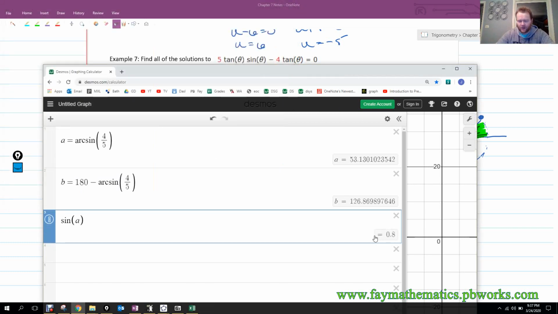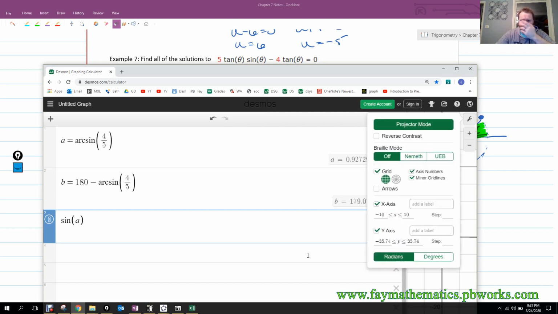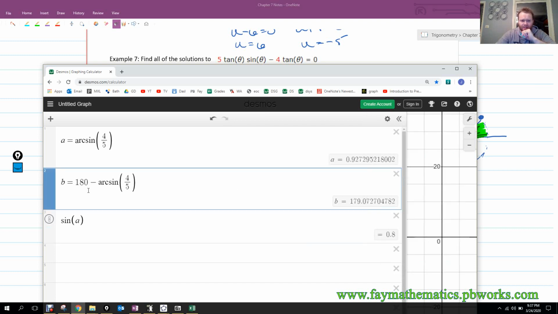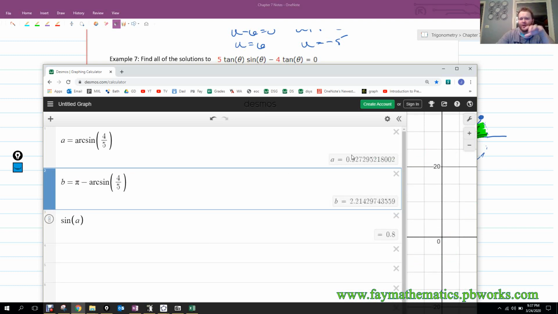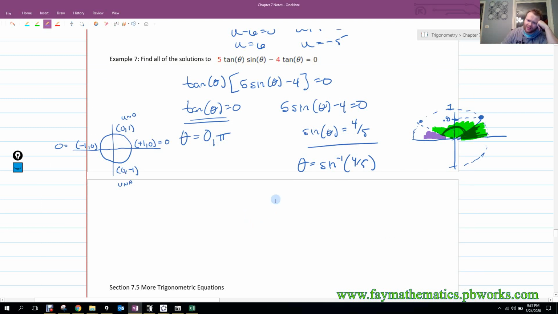Okay, when I put A in there, I also get the 0.8. If I were to do this in radians, then obviously the only thing that changes is that this 180 is not 180 anymore, it's pi. And I have 0.92 radians and 2.21 radians. Radians are hard to kind of wrap your head around with these types of questions.